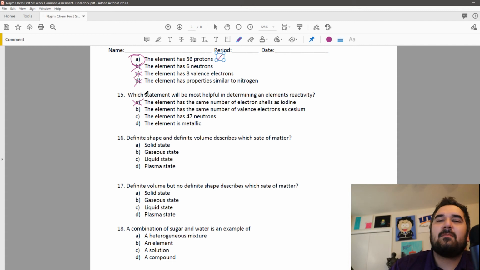The element has the same number of valence electrons as cesium. That actually does help us a lot. It tells us which group it's in, and knowing which group it's in tells us how reactive it is.